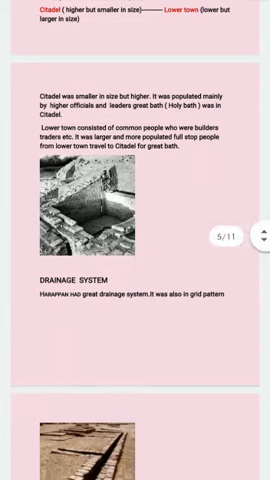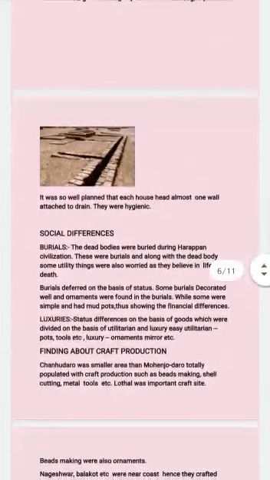So we can say it was a very organized civilization. Now coming to the social differences, like what was the kind of society that the Harappans had. Social differences are known by the burials. When people died in Harappan civilization, they were buried.